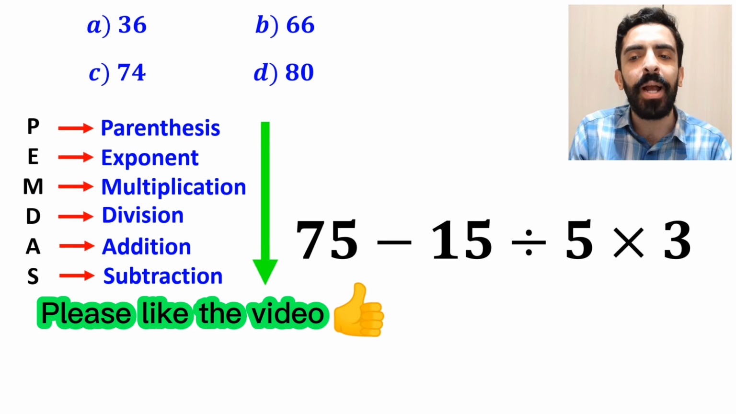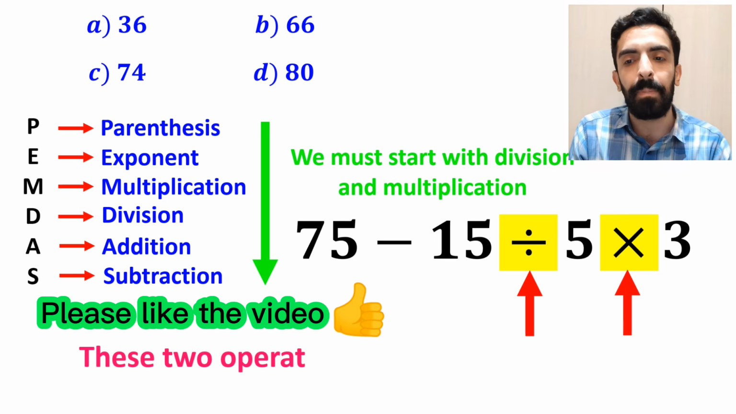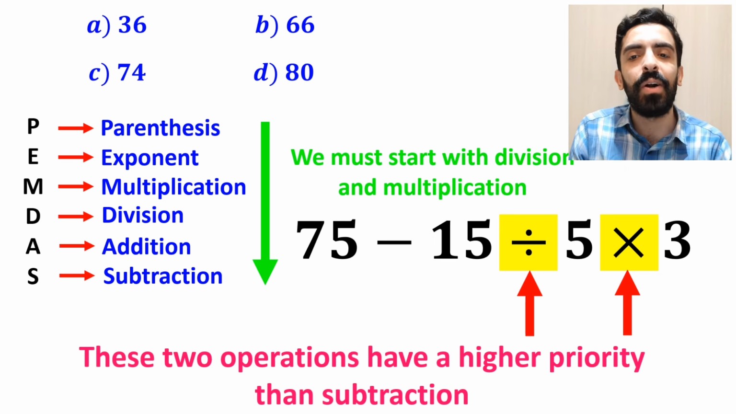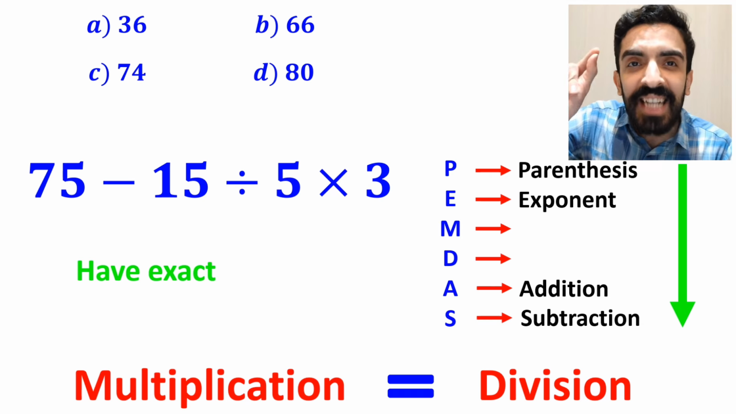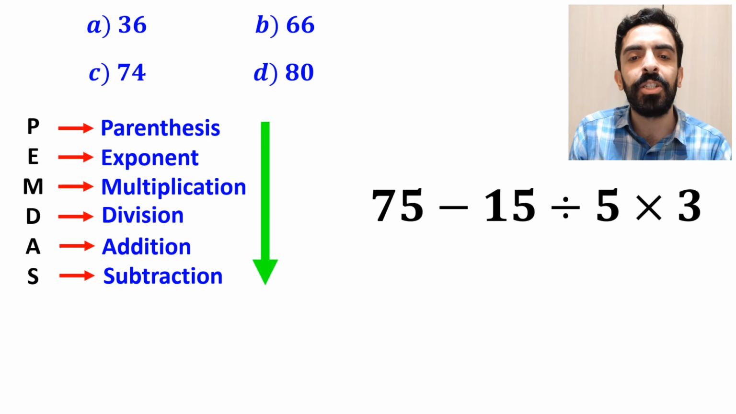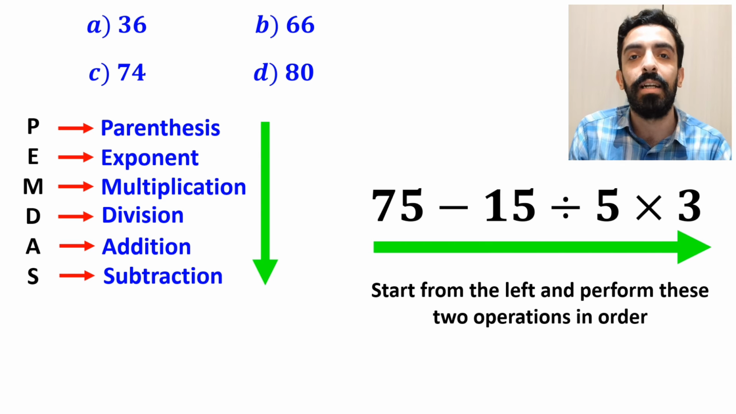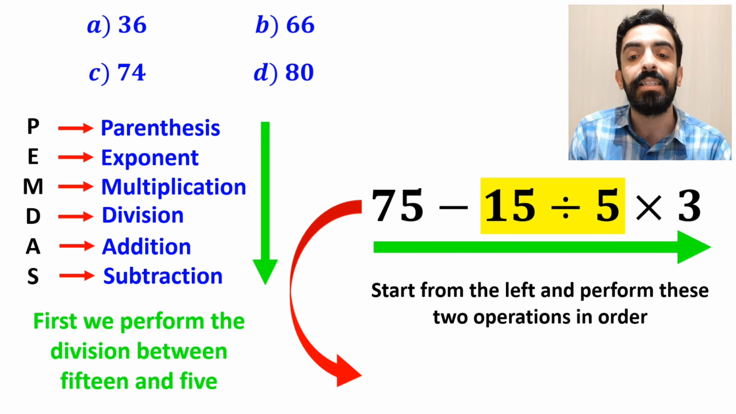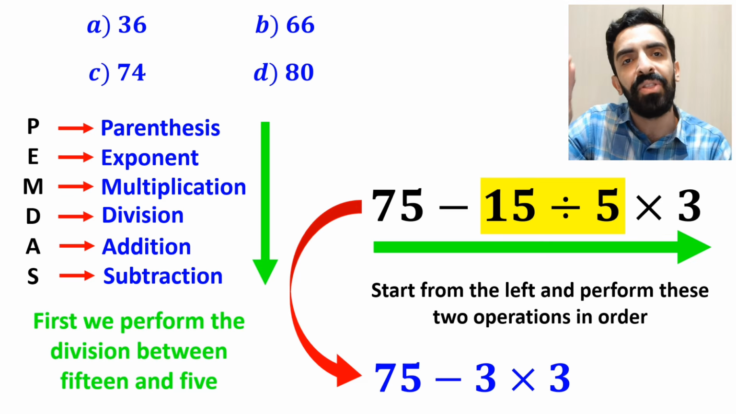Okay, according to the PEMDAS rule, we must start with the division and multiplication because these two operations have a higher priority than subtraction. However, it's very important to keep in mind that multiplication and division have exactly the same level of priority. In this situation, the best approach is to start from the left and perform these two operations in order. So, first we perform the division between 15 and 5. And instead of this expression, we can write 75 minus 3 then times 3.